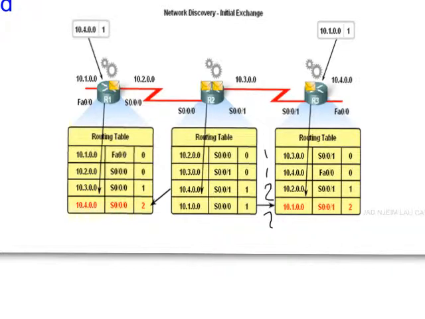Similarly, router 3 will insert information about 10.1.0.0 with the cost of 2. Which makes sense because R3, in order to reach 10.1.0.0, has to go through 2 hops. And for router 1 to get to network 10.4.0.0, again, it has to go through 2 hops. So that's a state of convergence.